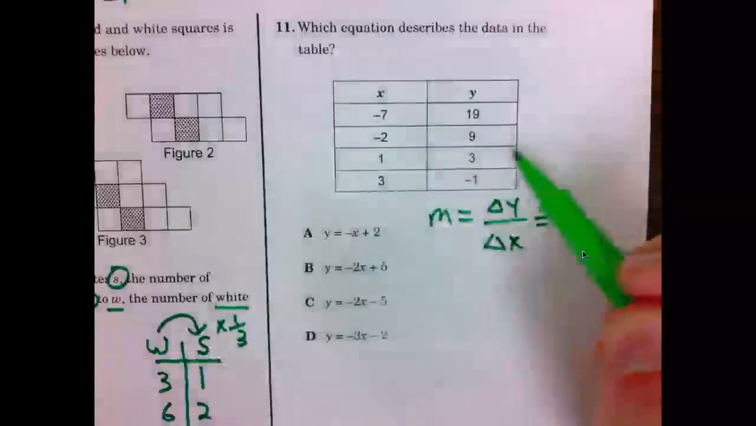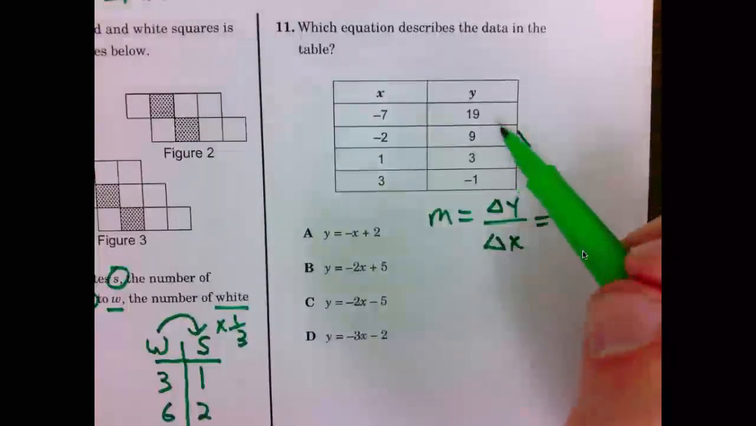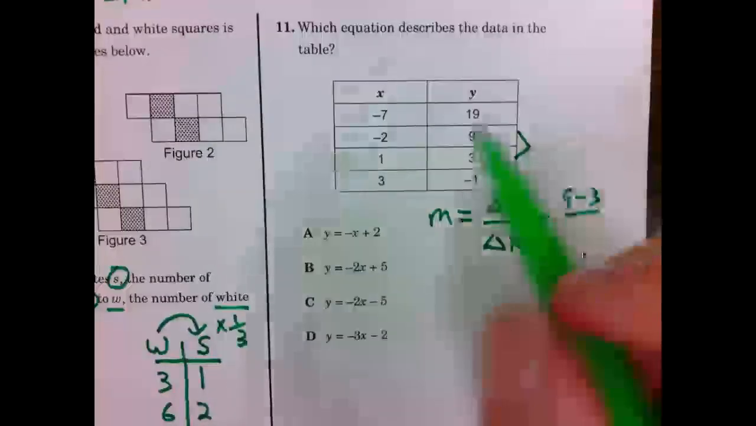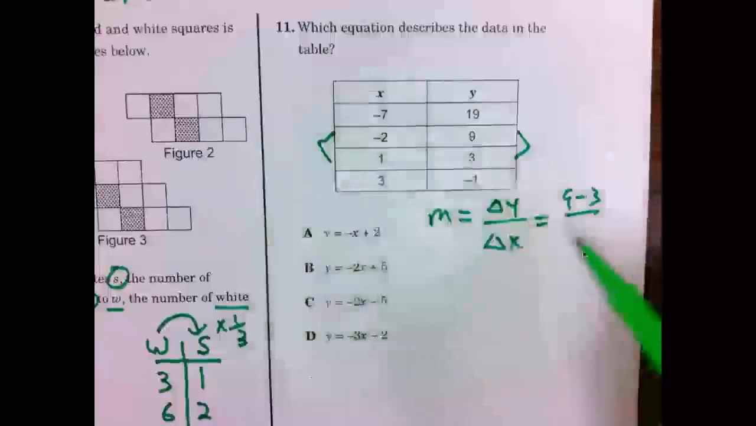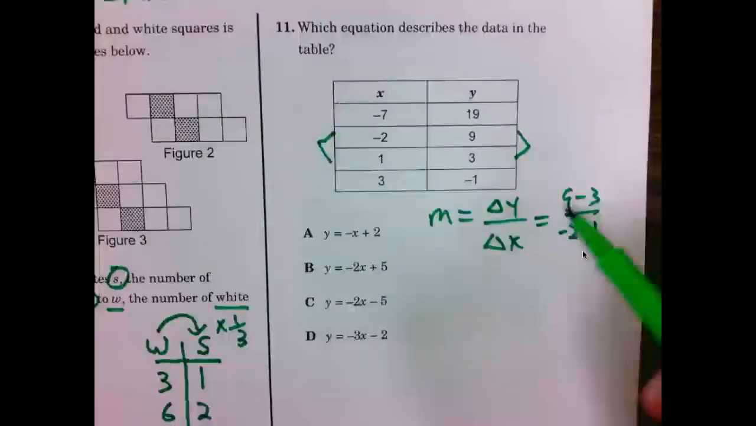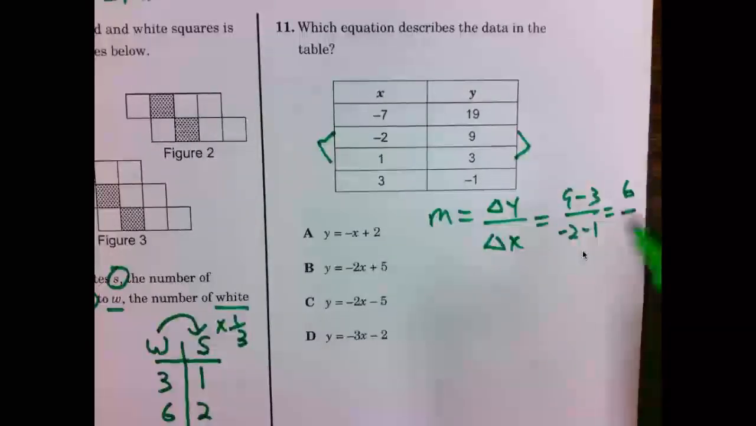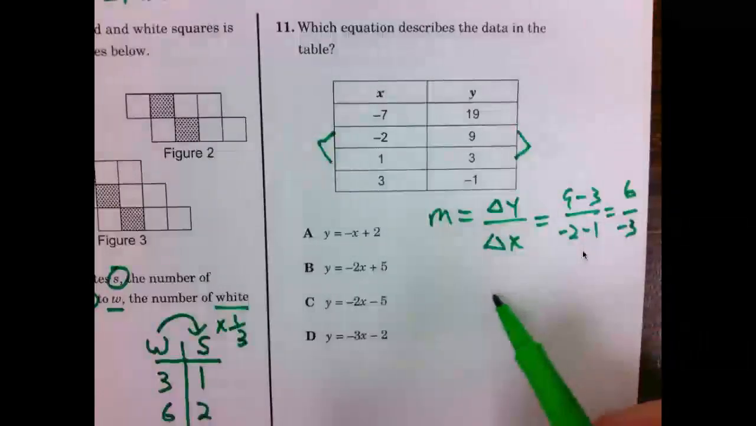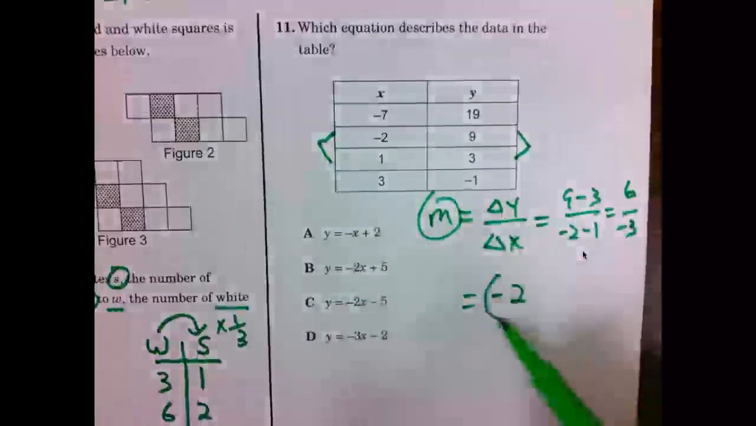So a change in y, well, let's say from 9 to 3, I could simply subtract 9 minus 3. And from negative 2 to 1, I can subtract negative 2 to 1. 9 minus 3 yielding 6. Negative 2 minus 1, negative 3. 6 divided by negative 3 is negative 2. So our slope in this case is going to be negative 2.